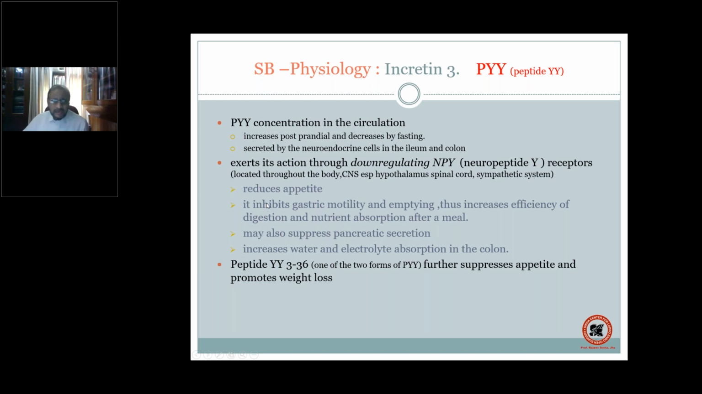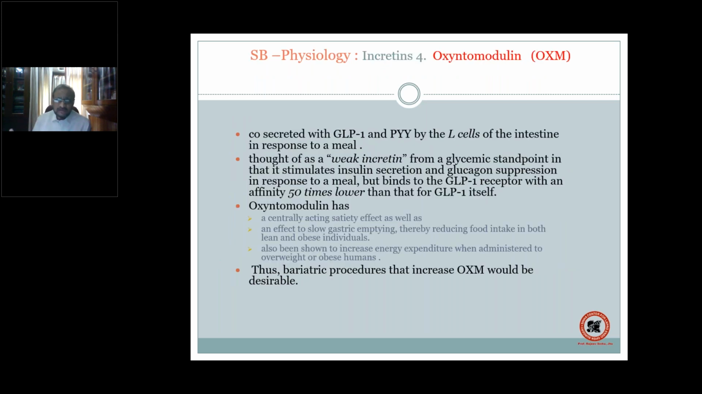Now there are two types of PYY. PYY 3-36, one of the two forms, further suppresses appetite and promotes weight loss. So see, this is again an important function as far as bariatric surgery is concerned. All this has a bearing on bariatric surgery, so you have to understand the physiology of this part.